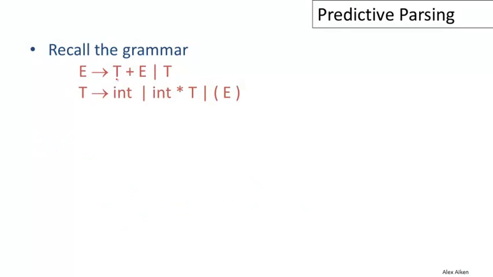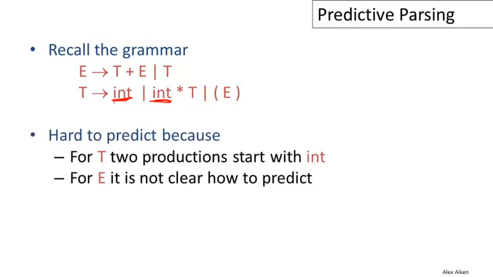Let's take a look at our favorite grammar, the one we've been using for the last couple of videos. We can see an issue here with using this grammar for a predictive parser. Take a look at the first two productions for T. They both begin with int. And so if I tell you that the next terminal in the input stream as we're parsing along is an integer, that doesn't really help you in trying to distinguish between these two productions and deciding which one to use. So in fact, with only one token of look ahead, I can't choose between these two productions.